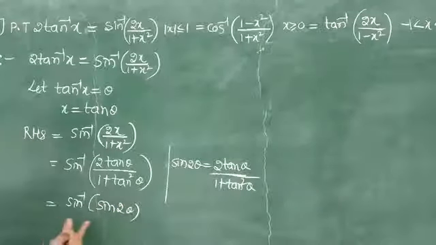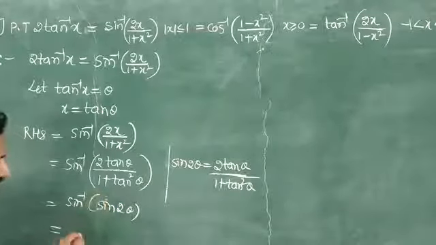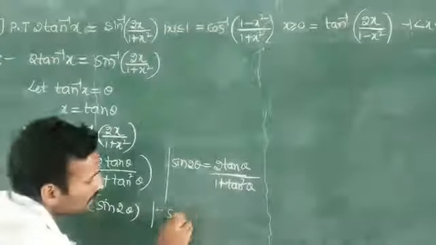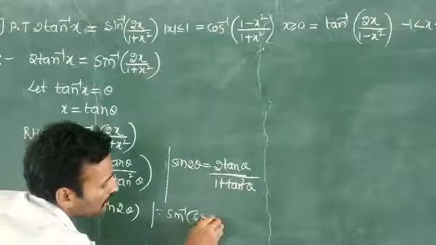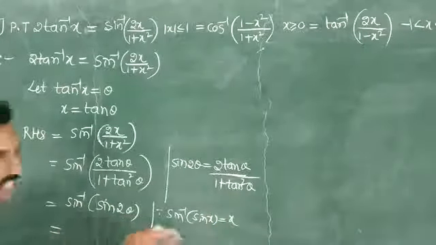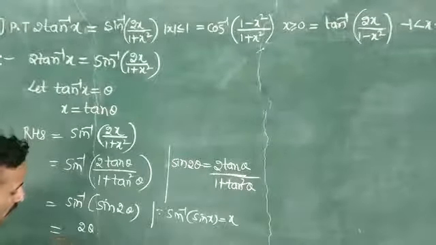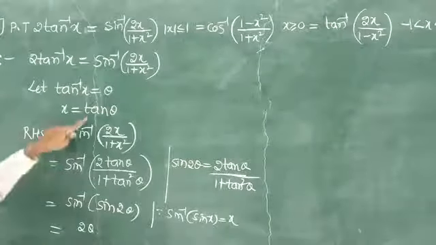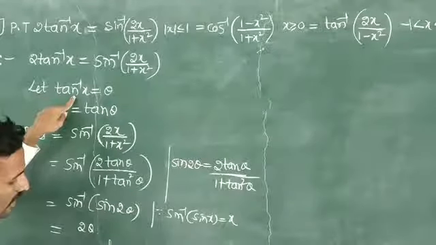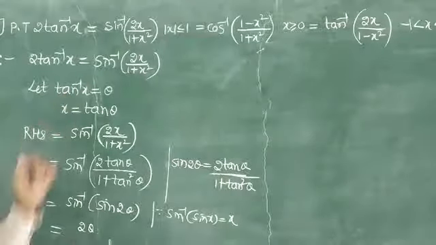Sin inverse of sin theta is theta, as the first inverse trigonometric property: sin inverse of sin x is equal to x. That's why sin inverse of sin 2 theta is 2 theta. That is 2 times theta, where theta is replaced by tan inverse of x. This is the LHS part of the first property.